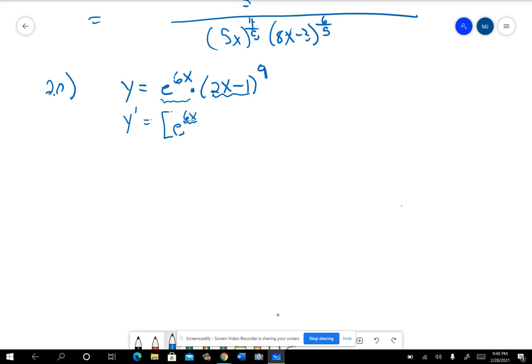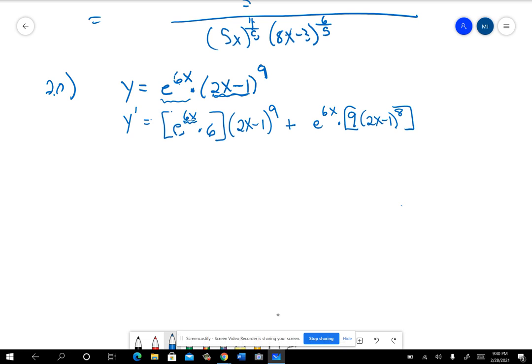I got to do the derivative of 6x, which is 6. So that's the derivative of the first times the second as is, plus the first as is, times the derivative of the second, which is a power function that has an inside function. So I'll do 9, 2x minus 1, subtract 1 from the 9 and get an 8.